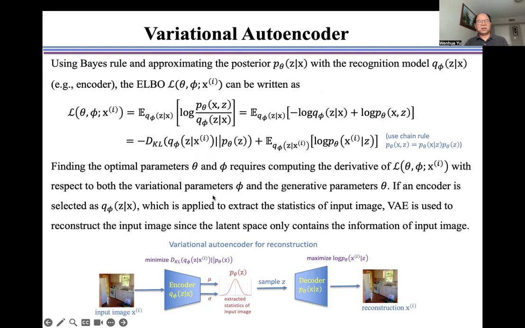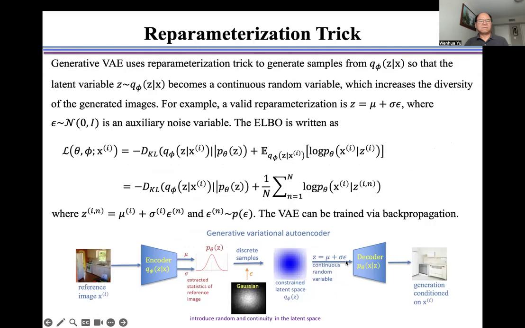If an encoder is selected as Q phi, which is applied to extract the statistics of the input image, the VAE is used to reconstruct the input image, since the latent space only contains the information of the input. The image is shown here, this is the input image, and this is the reconstruction. This encoder is used to minimize the difference between Q phi and P theta. This decoder is used to maximize the log likelihood.